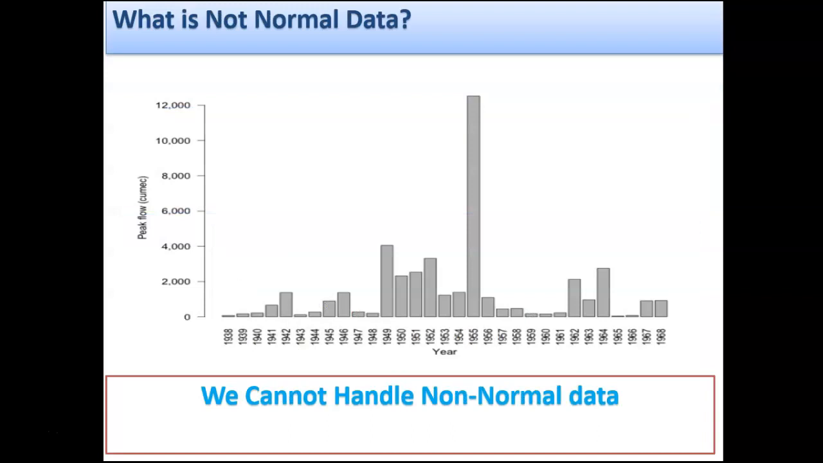This is an example of non-normal data. Non-normal data is inclusive of high variation and is not conducive to specific understanding of what is going on. Therefore, we cannot handle non-normal data. Such data has to be normalized.